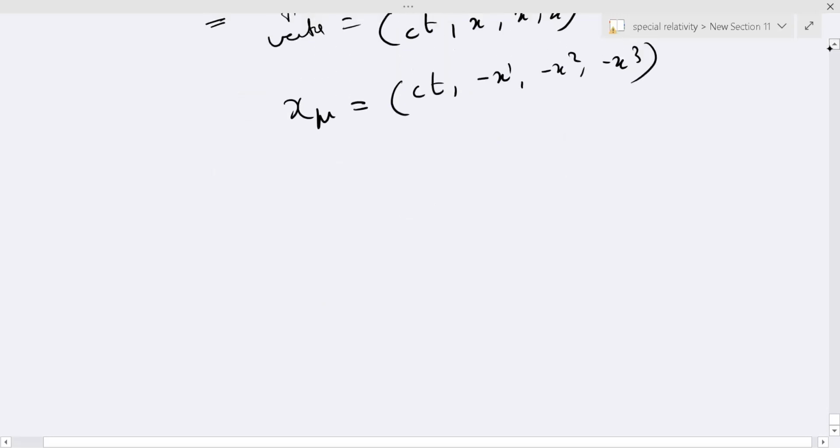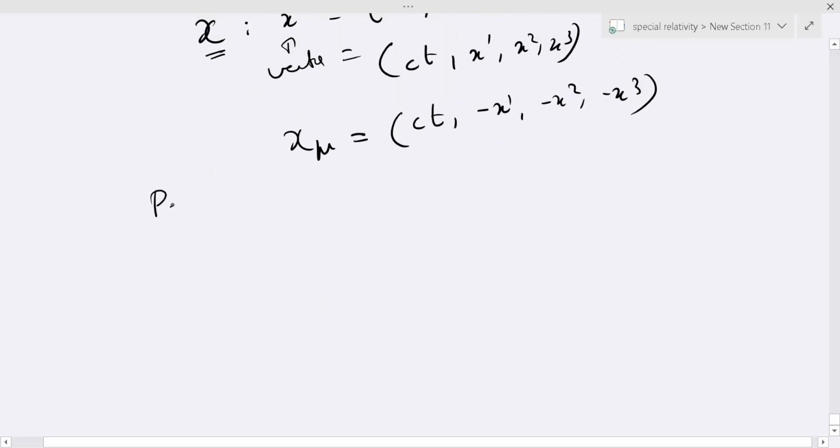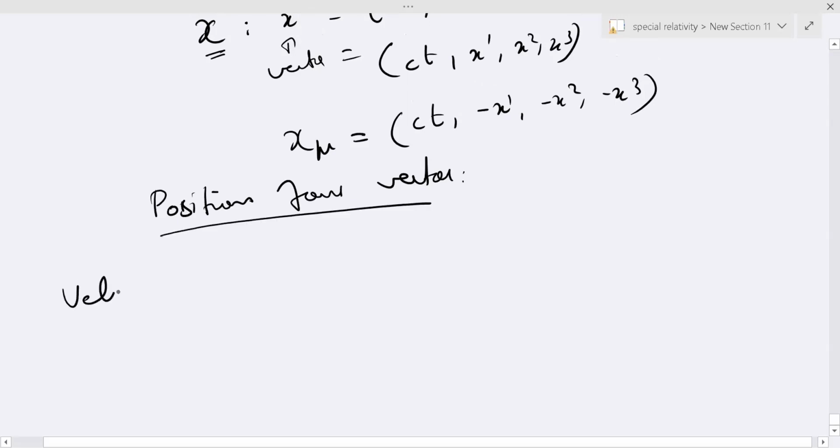This is the position four-vector, if you like. Okay. So once you write the position four-vector, immediately you may think of writing what's known as the velocity four-vector.